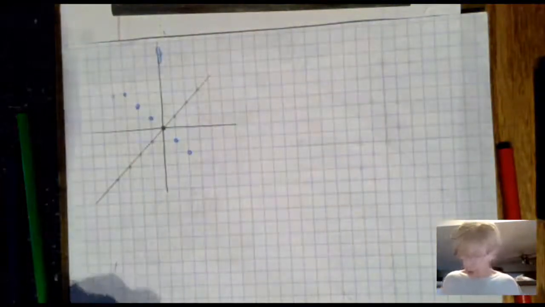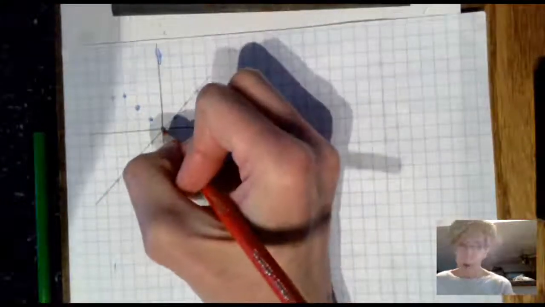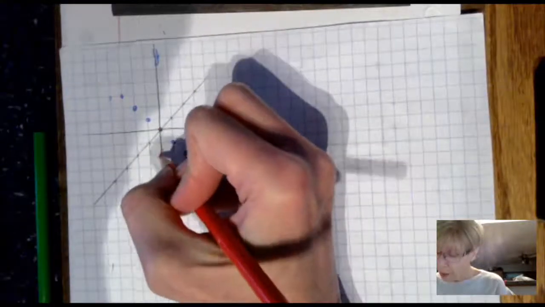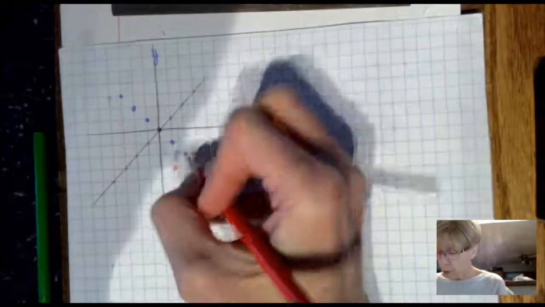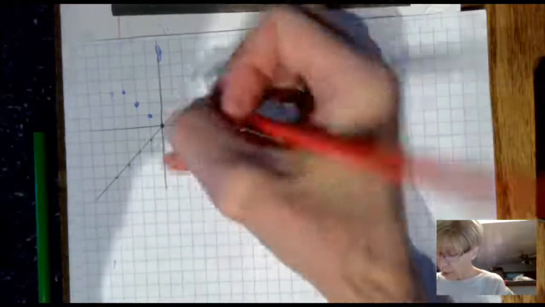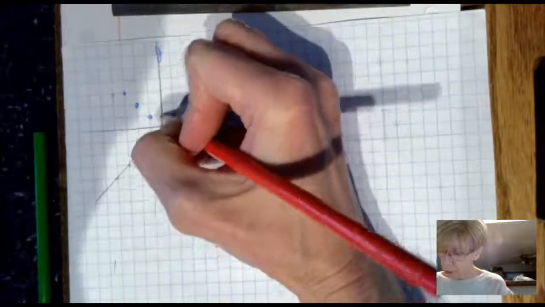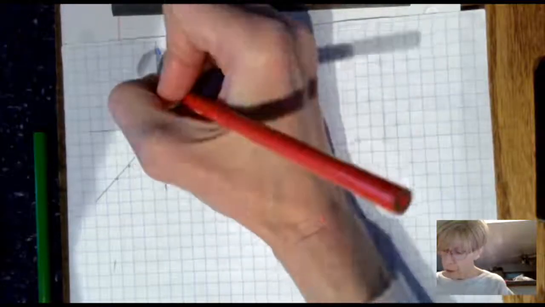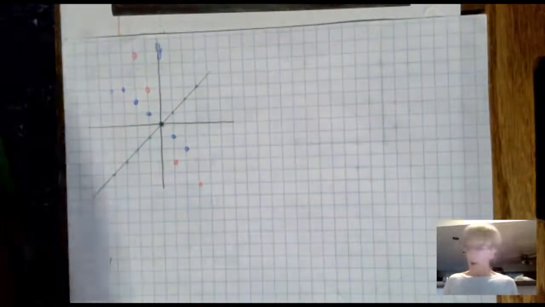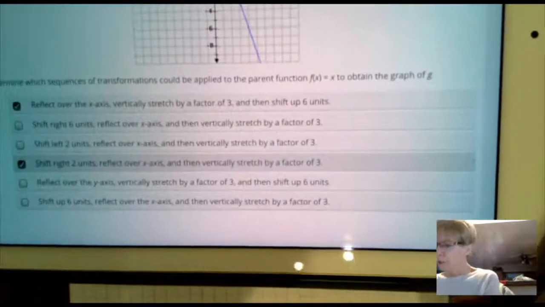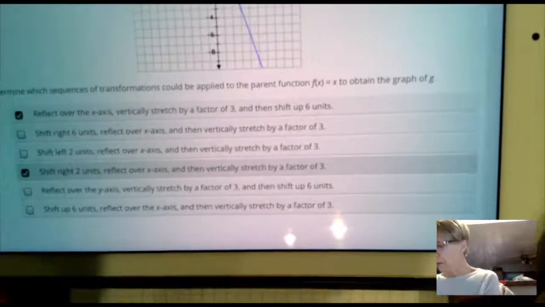But once again, the nice part is that we still do have this. And you want to maintain the pattern of the line, so instead of down 1 to the right 1, we're going to go down 3 to the right 1. Down 3 to the right 1. Or you can go up 3 to the left 1. So there's the second part, the vertical stretch. And if you notice, all of the choices have vertical stretch by a factor of 3, so we know that's that.